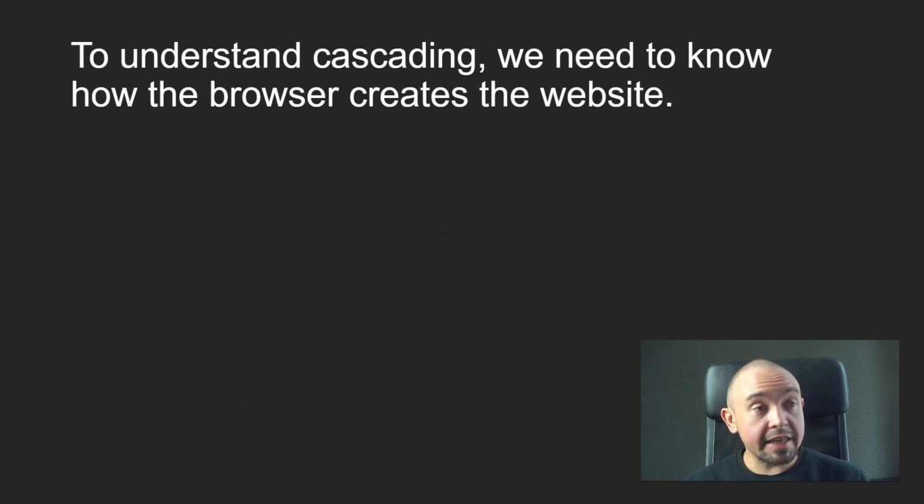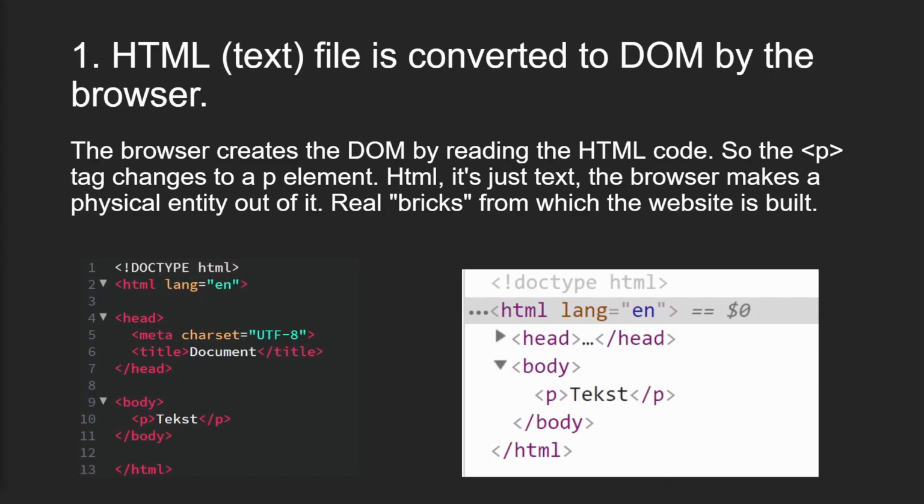But to understand cascading, we need to know how the browser creates the website. The first thing that happens in the browser is transforming our text file, the HTML file, into the document object model, also known as DOM. So the browser reads our HTML file, which is a plain text, and on its basis it builds the physical model of the website displayed in the browser. So the HTML file is not our website. It is an instruction for a browser, on the basis of which the physical website is built.